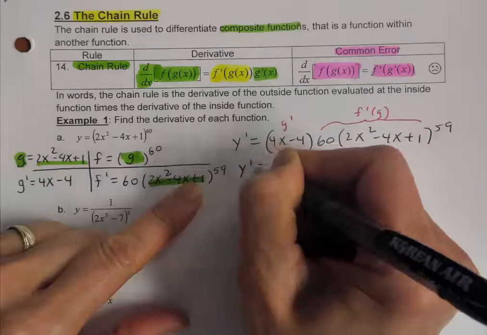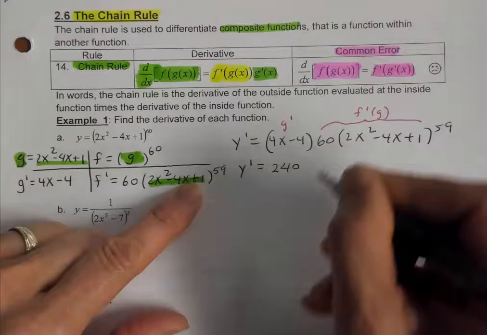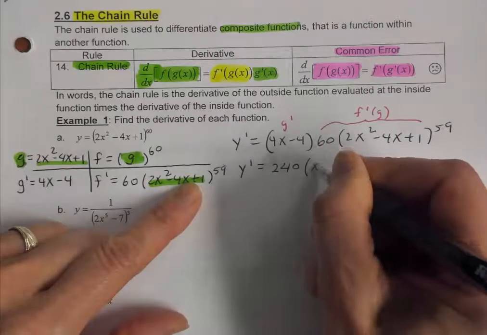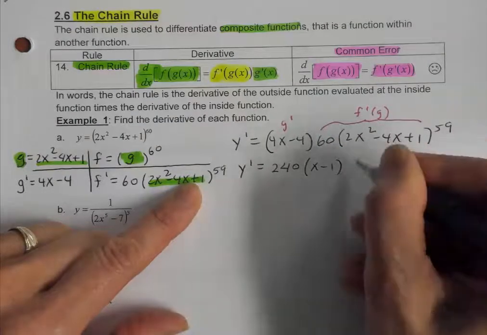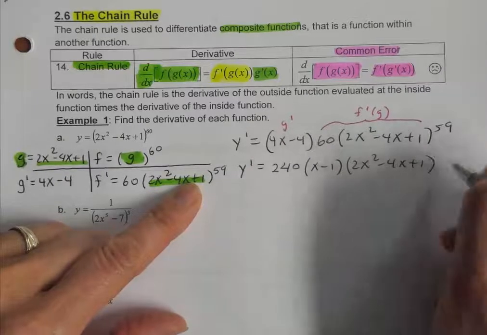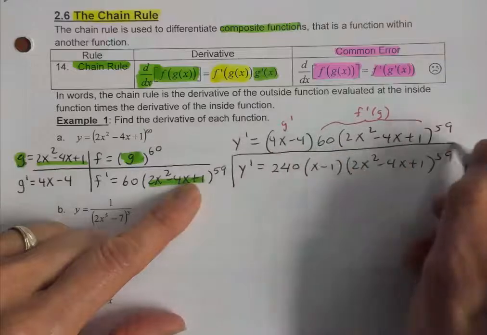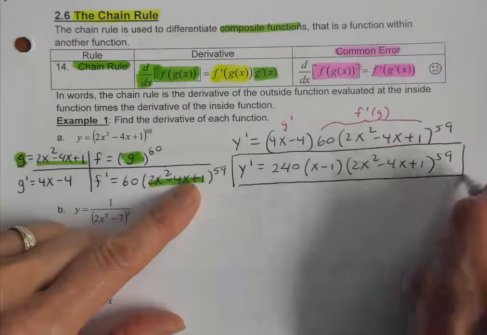Yeah, take out a 4, so I can just clean it up a little bit. So y prime equals, if I take out a 4, that'll become 240. And then from this, I'll have an x minus 1. And then this, you could just rewrite as 2x squared minus 4x plus 1 raised to the 59th power, which is far better than multiplying it all out and trying to use another rule.